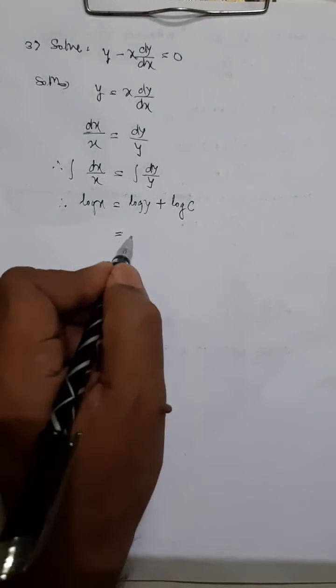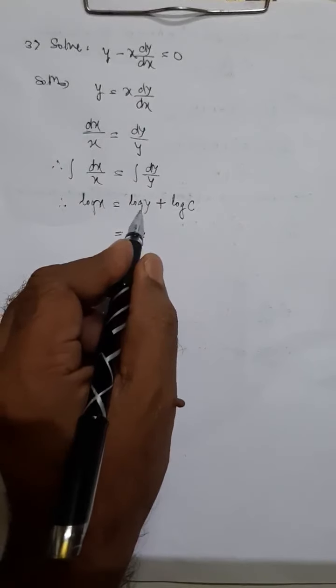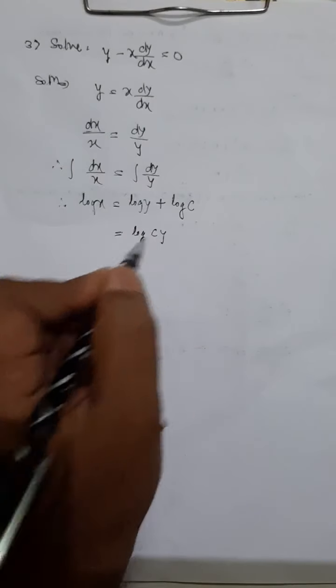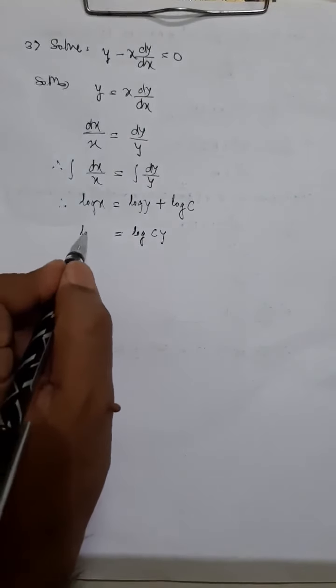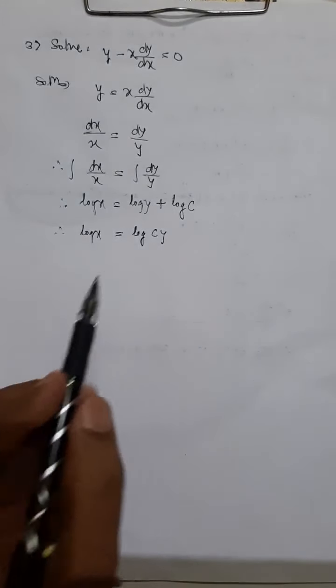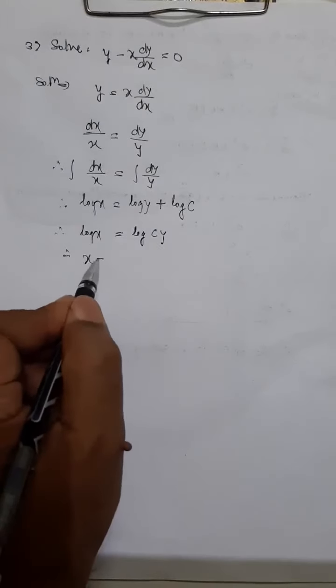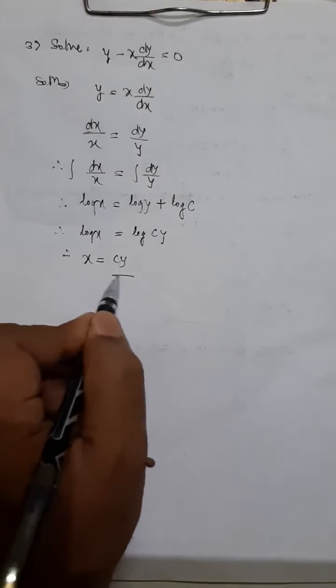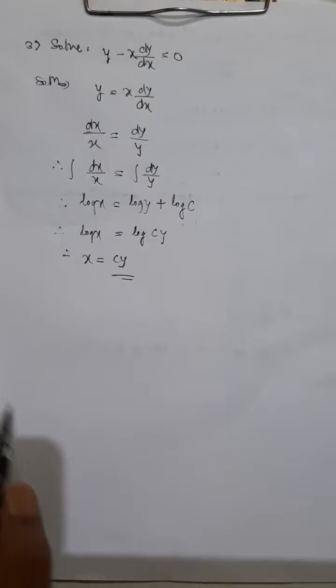So it is equal to, by the property log y plus log c, we can write log c into y, and therefore we get log x equal to log cy. We can cancel log on both sides and we get here x equal to cy, which is the required solution of the given differential equation. Continue next problem.